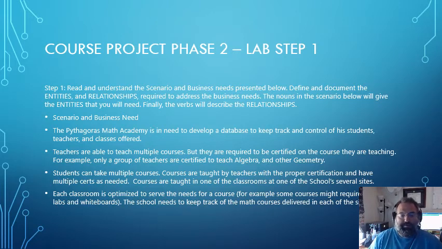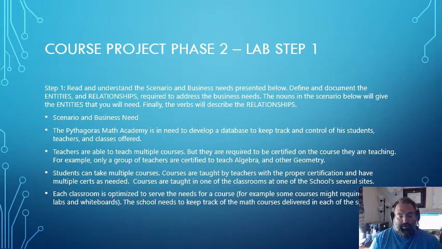The Math Academy needs to develop a database to track and control its students, teachers, and classes that are offered. Teachers are able to teach multiple courses, but they are required to be certified on the course while they are teaching. For example, only a group of teachers are certified to teach algebra, and another group is certified to teach geometry. Students can take multiple courses. Courses are taught by teachers with the proper certifications and have multiple certs as needed.